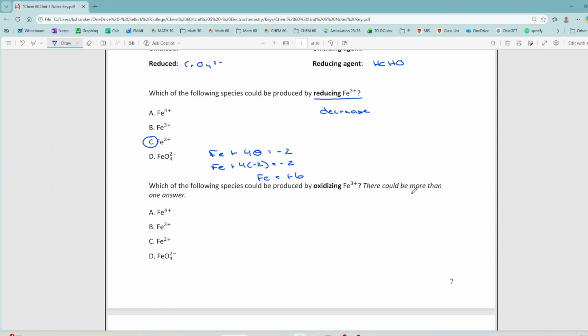Whereas in the second question, when it says which of the following species could be produced by oxidizing Fe3+, we want an increase in oxidation number, whereas this was a decrease in oxidation number. And there are 2 answers. Fe4+ would be an increase in oxidation number, and this +6 of the FeO4 2- would also be an increase in oxidation number. Awesome. Go and try some questions like that in the textbook.